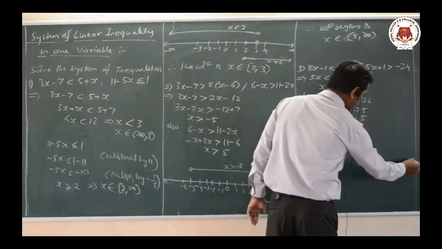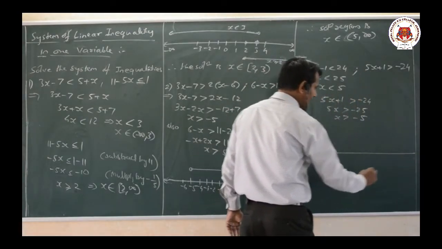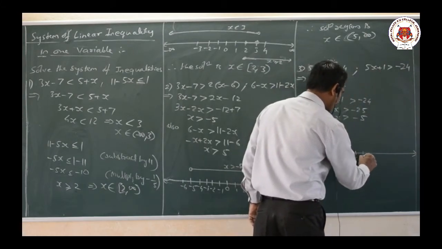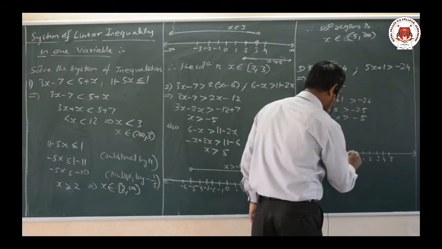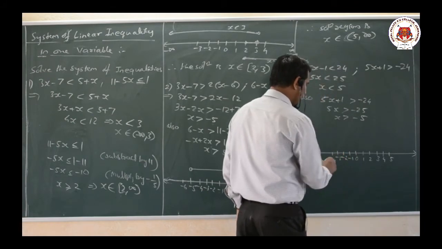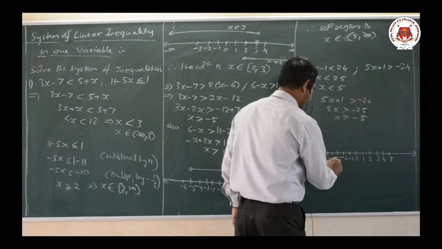We shall draw both of it. This is our plus infinity, minus infinity. I will draw the line. It is 0, 1, 2, 3, 4, 5. Then minus 1, minus 2, minus 3, minus 4, and then it is minus 5. And it is nothing but our minus 5 here.